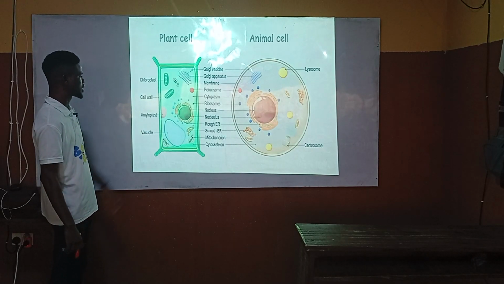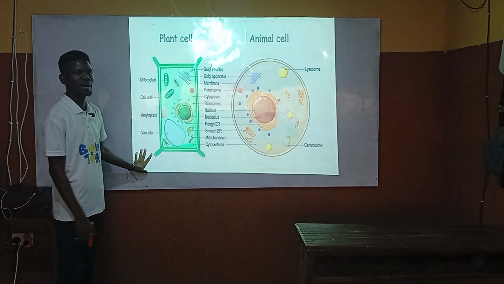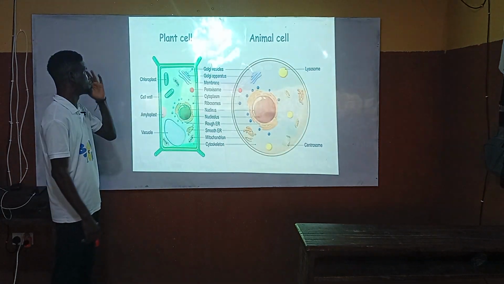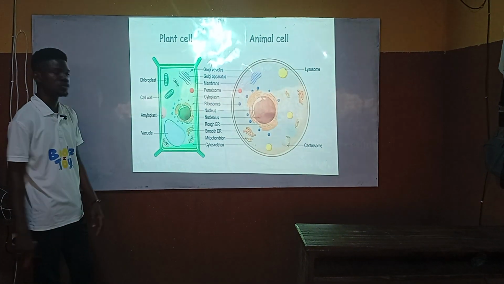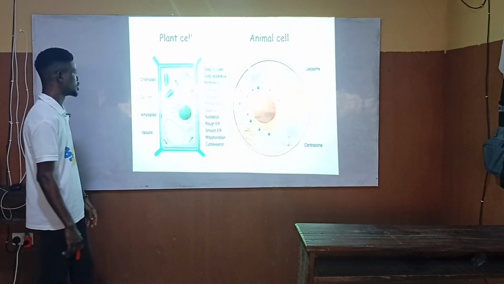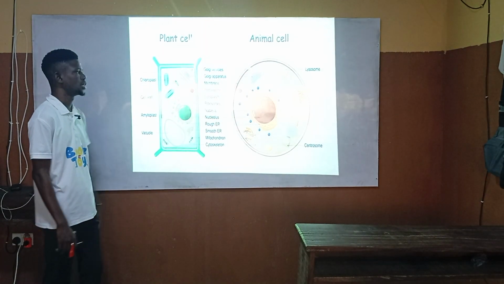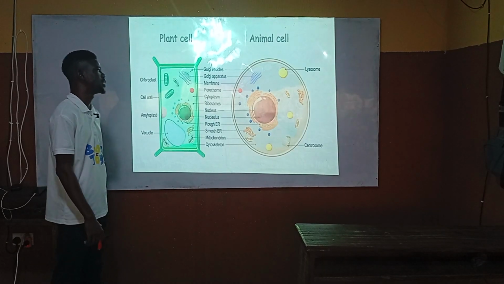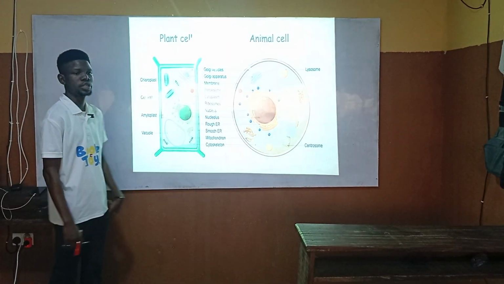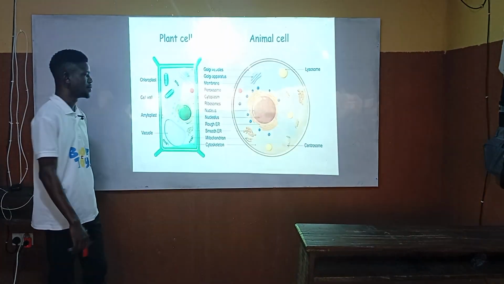Then this vacuole part, what I would have advised is that the vacuole in plant is large, while that in animal is small. That's just a major difference. It's not as if vacuole is absent in animal cell. It's present as well, but very small. Then for the animal cell, lysosome, called the suicidal bag, is only found in animal cell.